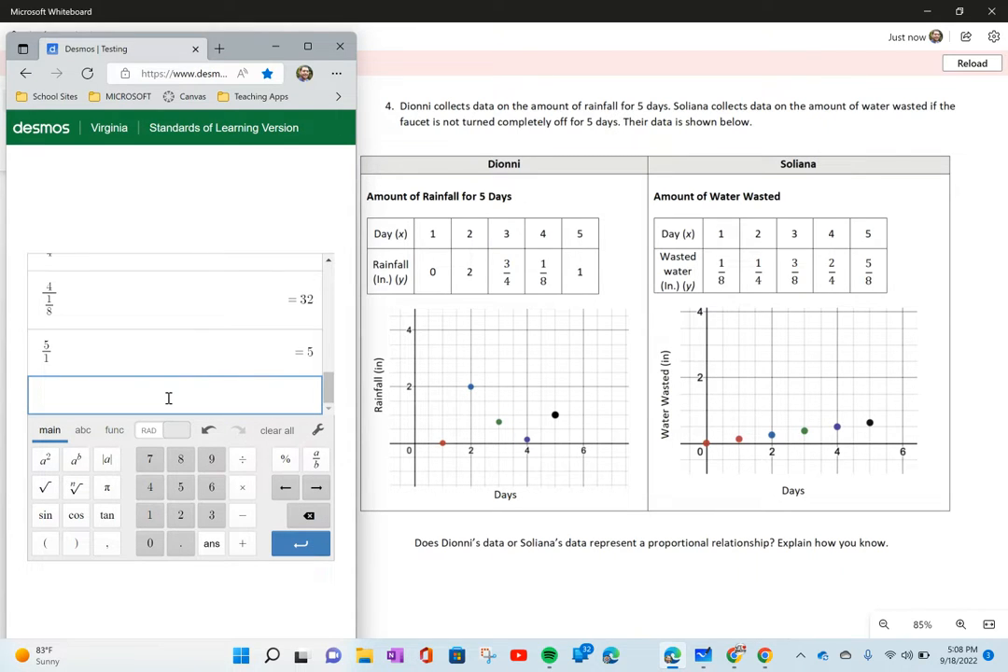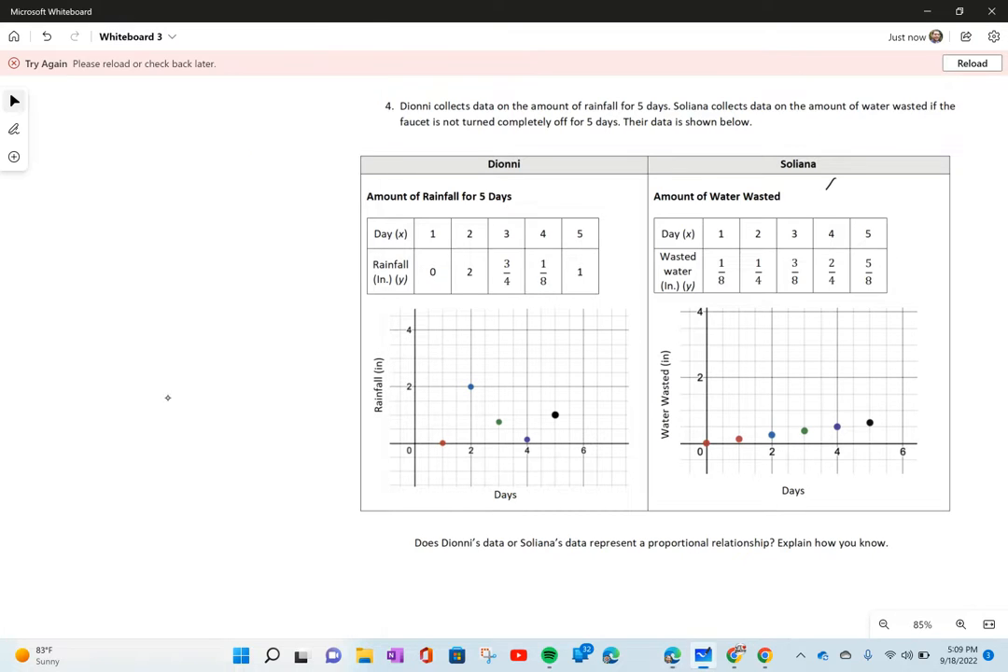Okay, let's look at the other one. If I divide 1 divided by 1/8, I get 8. If I do 2 divided by 1/4, I get 8. If I do 3 divided by 3/8, I get 8. If I do 4 divided by 2/4, I get 8. And if I do 5 divided by 5/8, I get 8 as well. I get the same thing every time I divide x by y. So the relationship between x and y is constant for this graph, and it is not constant for this graph.